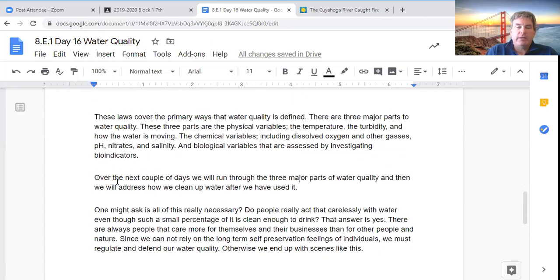So, and then again, I've already showed you some of the horrible things that happen with water. So one might ask, is all this really necessary? Do people really act carelessly with water, even though there's a small percentage of it that's clean enough to drink? Because remember, of all the water on the planet, 97% of it is salt water.